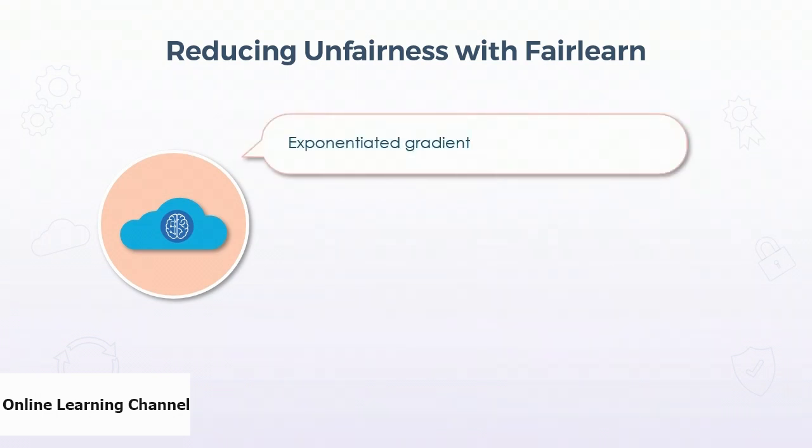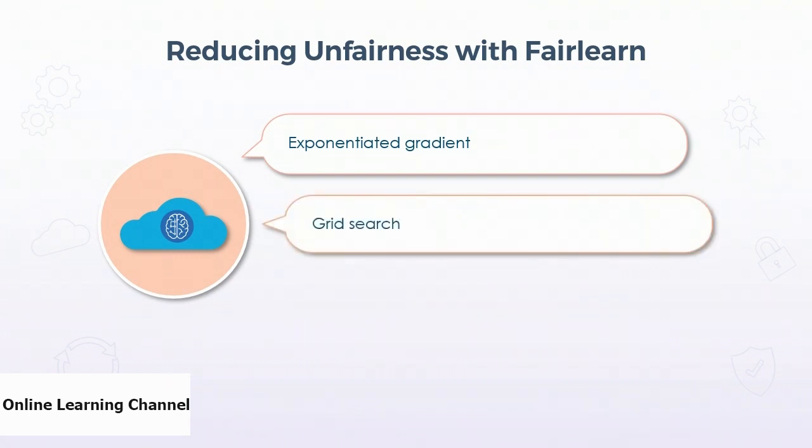First is the exponentiated gradient algorithm. With this algorithm, a viable trade-off between overall predictive performance and disparity is applied. So in other words, we might choose to reduce the performance of our model in order to reduce the disparity between our sensitive groups. Next is the grid search algorithm, and this is actually a simpler version of the previous algorithm. It's effectively the same thing, but it's designed to work more efficiently with a smaller amount of constraints.